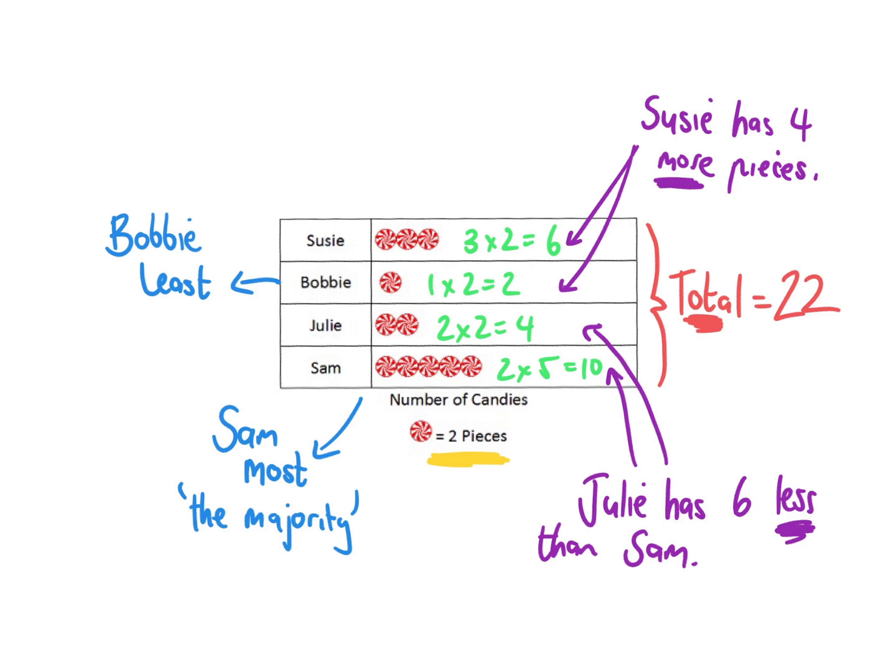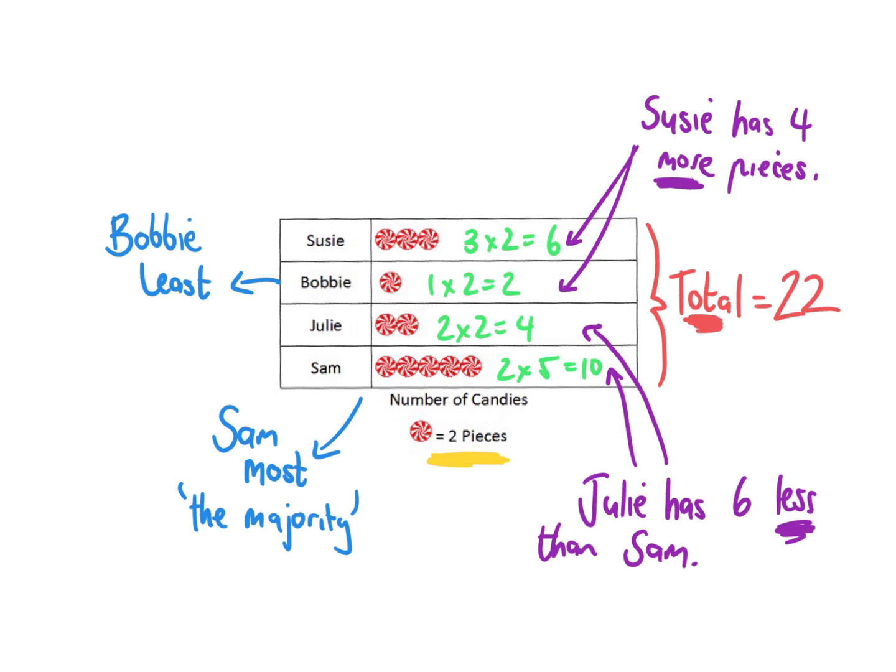We can see that Susie has 4 more pieces of candy than Bobby, because 6 take away 2 is 4. We can see that Julie has 6 less pieces of candy than Sam, because Sam has 10 and Julie has 4. So 10 take away 4 is 6. Sam has 6 more pieces and Julie has 6 less pieces.